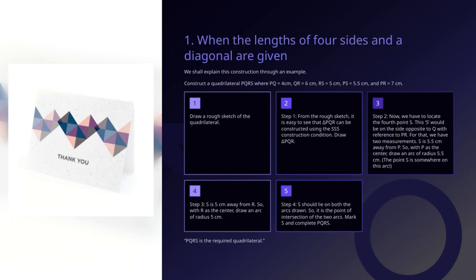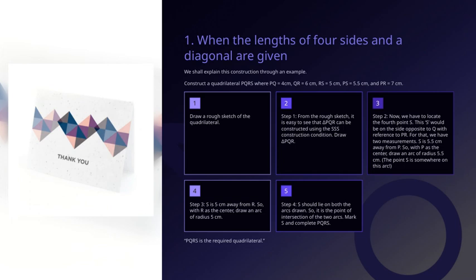Next, we focus on constructing triangle PQR, because from the measurements, it's straightforward using the SSS, or side-side-side construction rule. Draw triangle PQR accordingly. Now, moving on to locate point S, we know that S should be on the side opposite to Q relative to the diagonal PR. For this, we have two key measurements. S is 5.5 centimeters from P, and S is 5 centimeters away from R. Let's start with the measurement from R, with R as the center. Draw an arc with a radius of 5 centimeters.